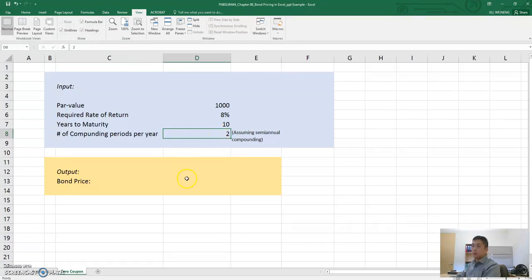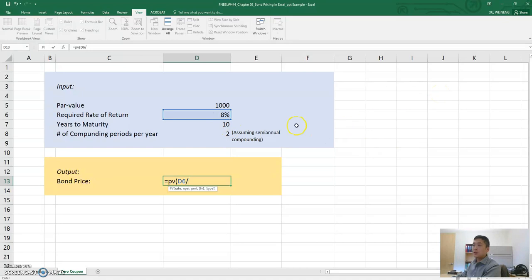Okay, so similarly, to use bond pricing in Excel, we are going to use the PV function in Excel. That function tells us what's the present value of a sequence of cash flows. Okay, similarly for the rate, that's going to be your required rate of return per compounding period. And of course here it is going to be 8% divided by the number of compounding periods per year. Okay, because the required rate of return is always going to be an annualized return.